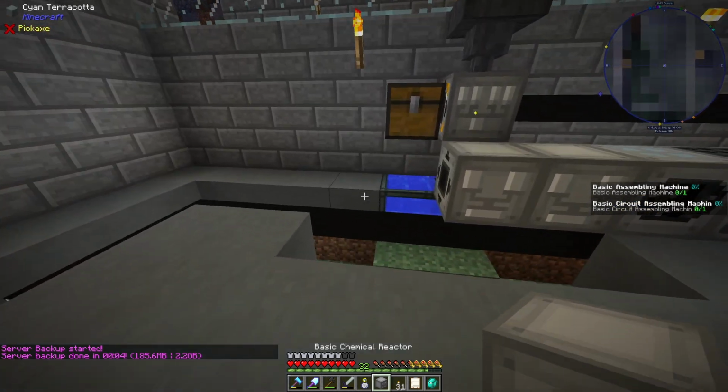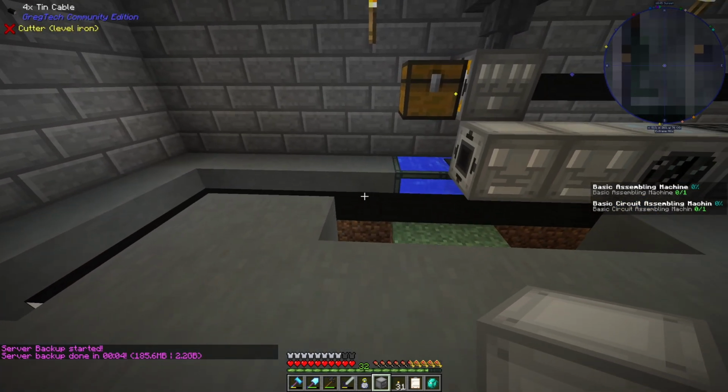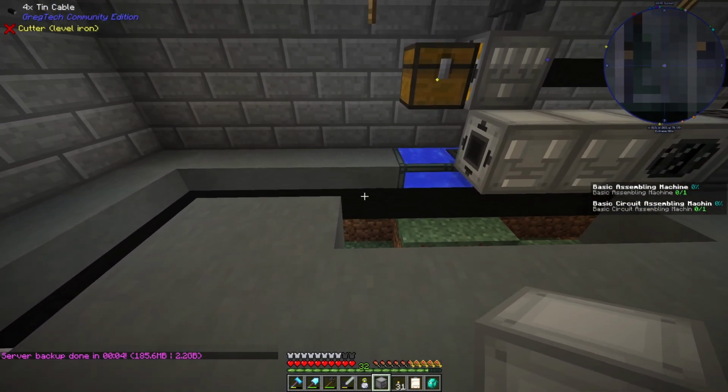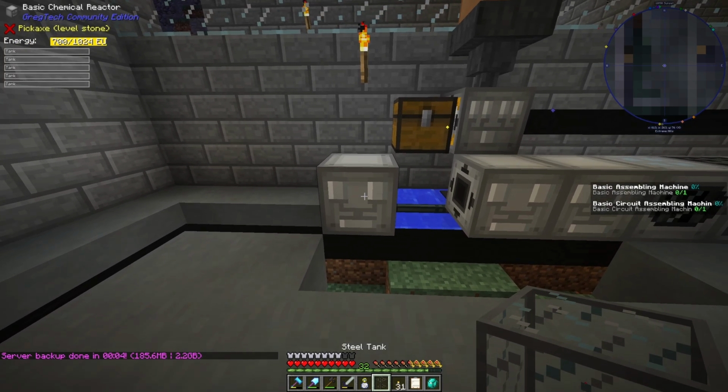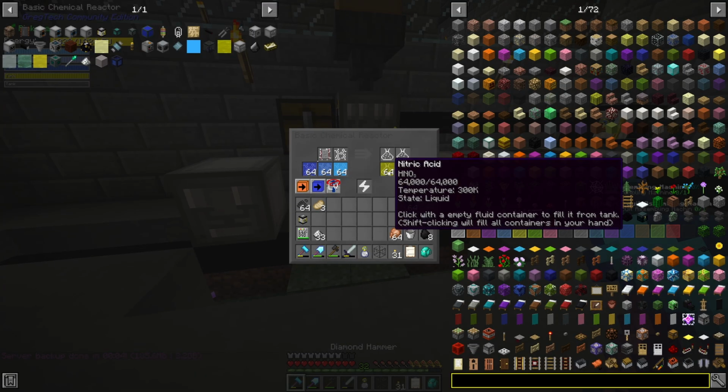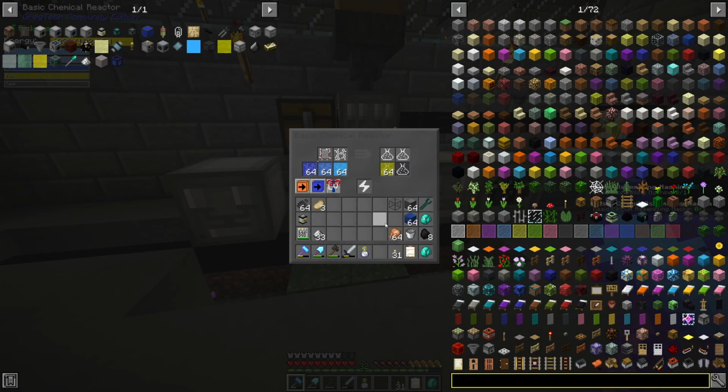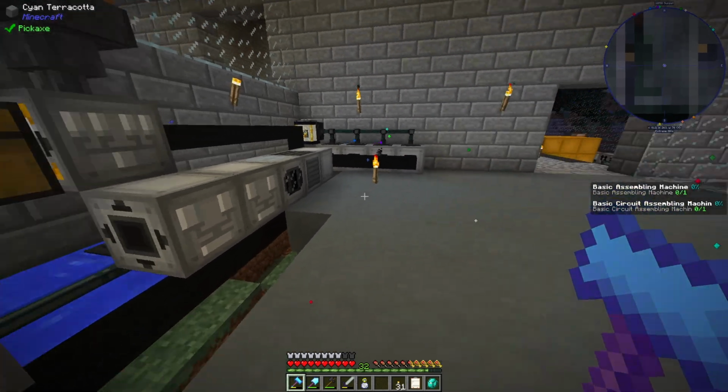Chemical reactor. The placement of all these, I'm not sure, because we're going to need to have a lot of space in the background here. So we'll just put this here for right now. Chemical reactor and the nitric acid. I did get a tip from someone in the last episode that said I cannot use the fluid conduits on the output sides of these machines.